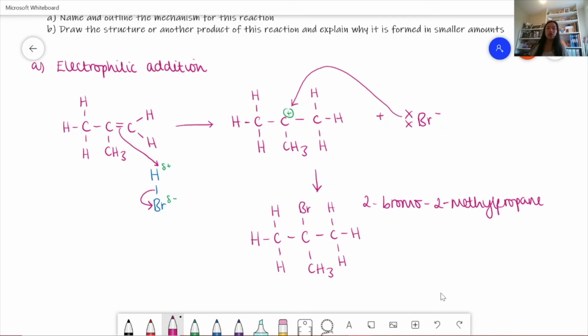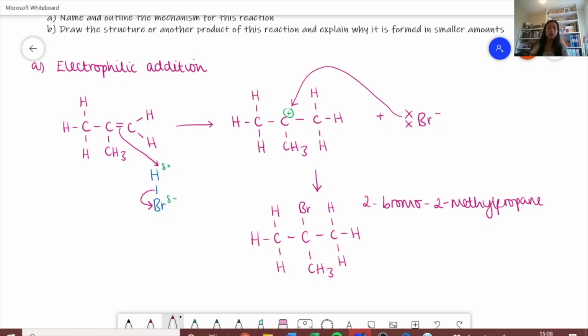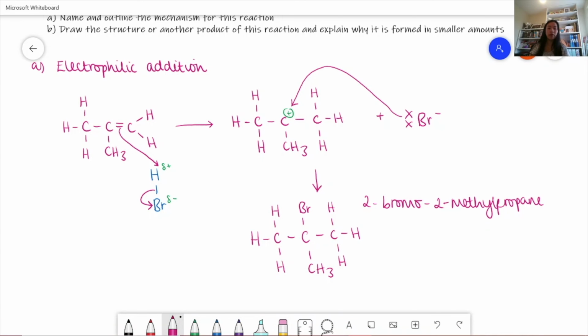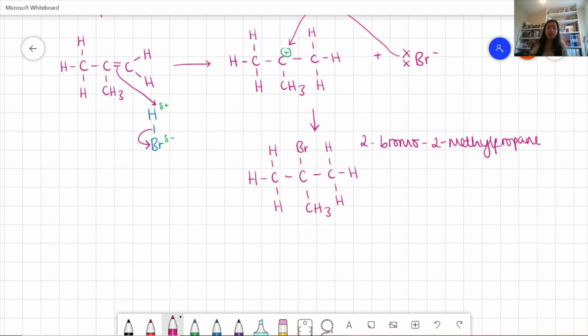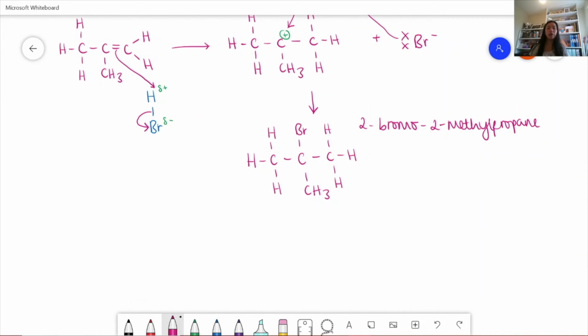For B, draw the structure of another product of this reaction and explain why it's formed in smaller amounts. So we need to remember that with these electrophilic addition reactions, depending on which carbocation we form, we can sometimes get more than one product. So the other product would be formed if the hydrogen attached itself to the middle carbon instead of the outer carbon. And so the positive charge would then be on the last carbon.